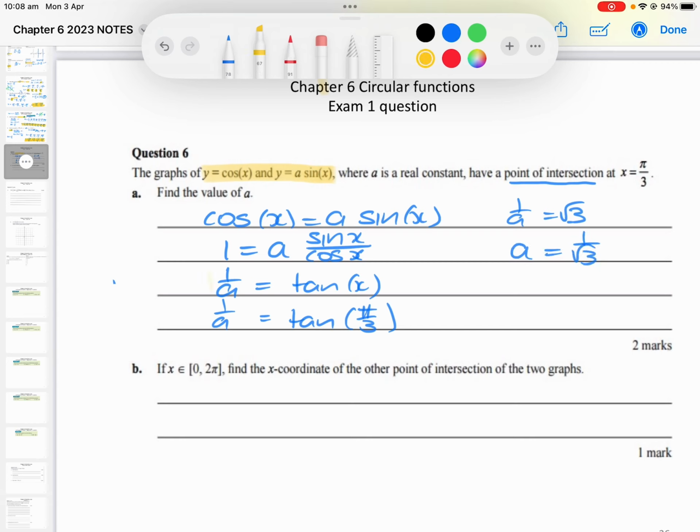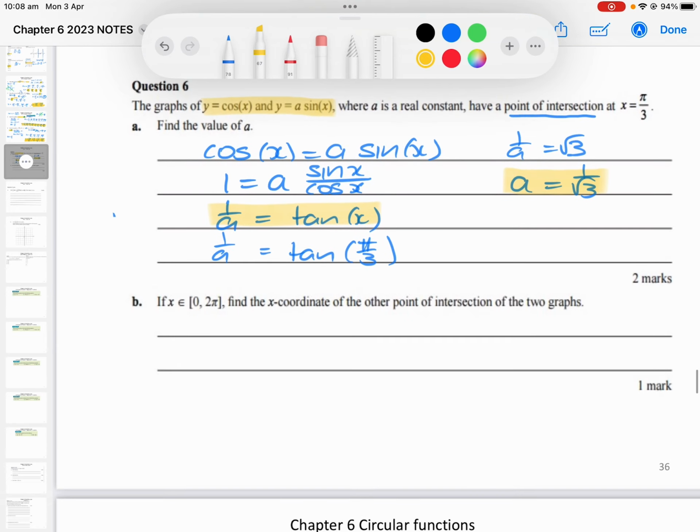So 2-mark question. You get 1 mark for doing something to recognise that it's tan, and 1 mark for getting that actual answer. And then the second one says, if x is between 0 and 2 pi, find the x coordinate of the other point of intersection. So between 0 and 2 pi, the first point of intersection where tan was positive was here. The next one's going to be here. So I know that my base angle is pi on 3, because that's the first point of intersection. So the next one here is just after 3 pi on 3. So that's at 4 pi on 3.